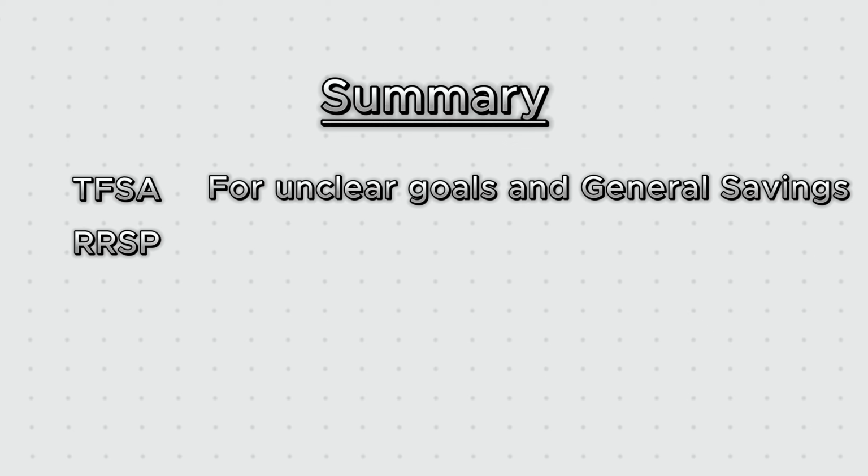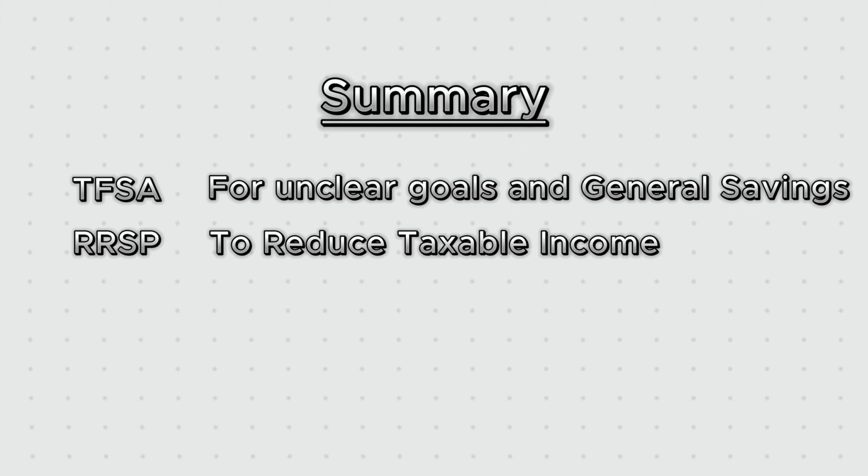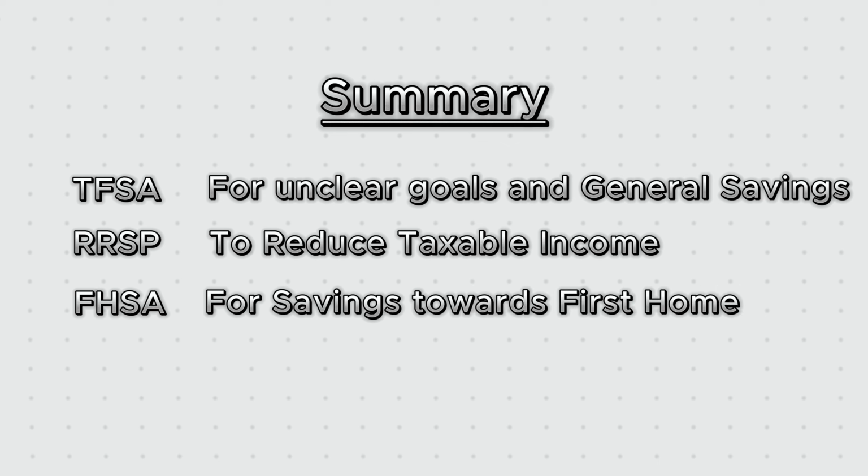So, to summarize, if you don't know where to begin, you can start with a TFSA for general savings and flexibility. If your income falls under a high tax bracket, especially if you're someone with over 100K per year income, you can choose RRSP for immediate tax benefits to save for retirement and withdrawal at a lower tax bracket. And for saving towards your first dream home, an FHSA is the best option. So I hope by now you have an idea about which account to choose based on your financial goals.